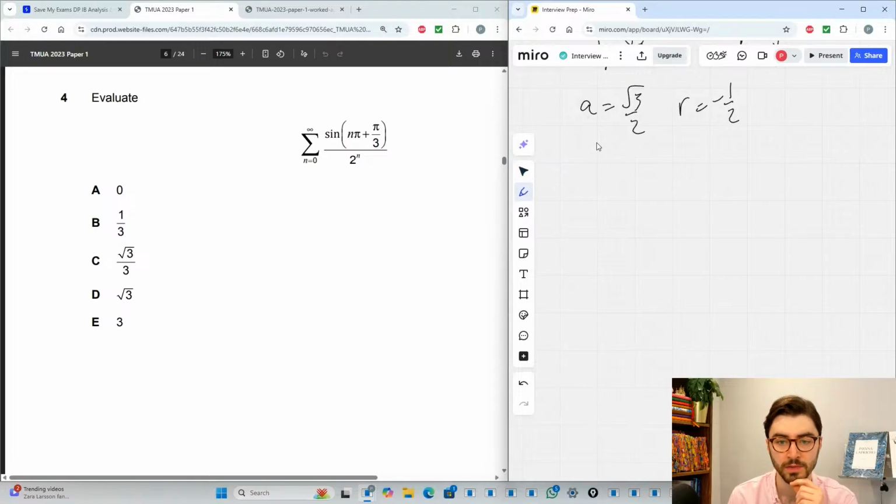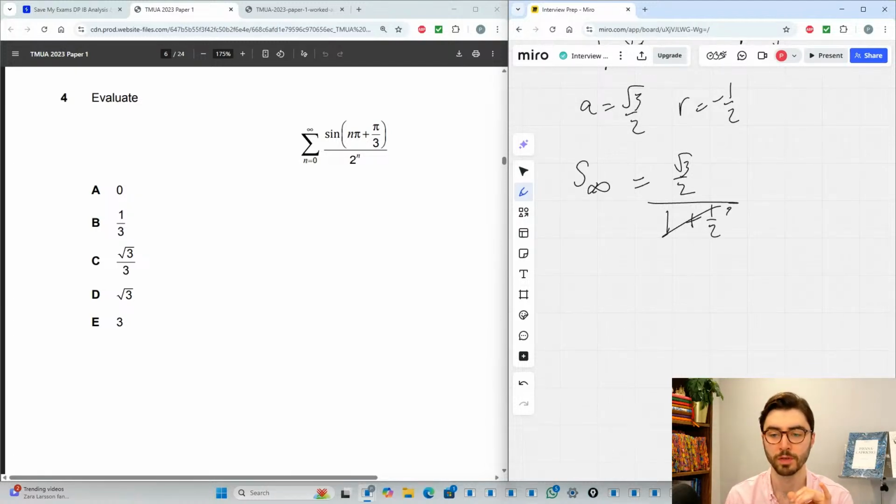So what that sum to infinity is going to get me then is a over 1 minus r. So that becomes over 3 over 2, which becomes times 2/3. Those cancel, and it's root 3 over 3, which is C. Okay.